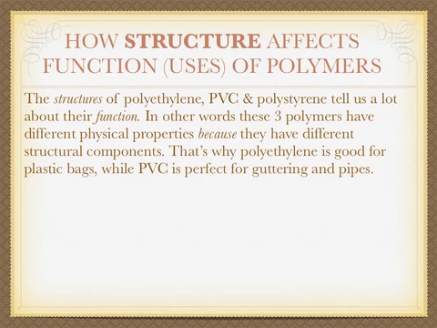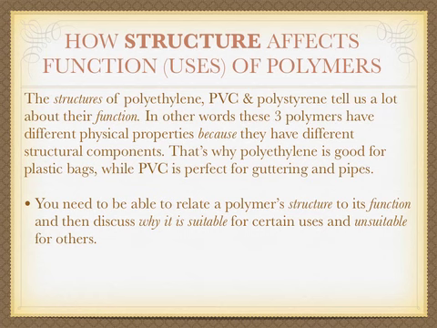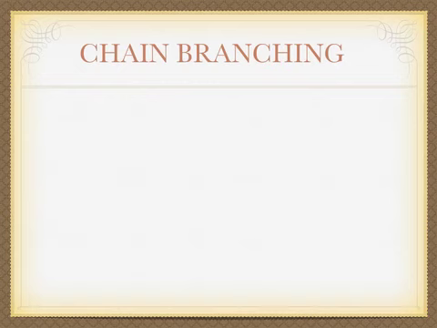Now the structures of polyethylene, PVC and polystyrene, the three addition polymers that you need to know, actually tell us a lot about their function. In other words, an examination of how they're made up gives us a hint as to what we might use them for in real life. So for example, polyethylene is good for plastic bags, but PVC is perfect for guttering and pipes. Why is this so? Well, we need to know something of their structure. So you as the HSC chemist need to be able to relate a polymer's structure to its function and then discuss why it's suitable or unsuitable for certain uses.